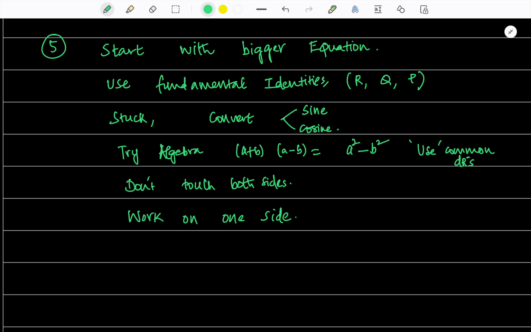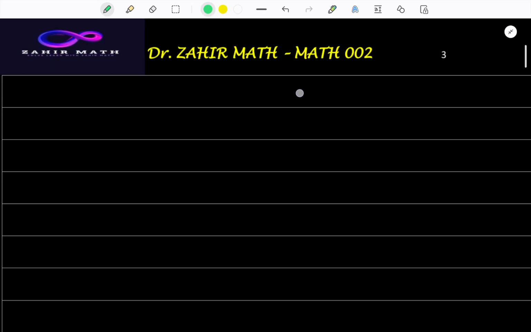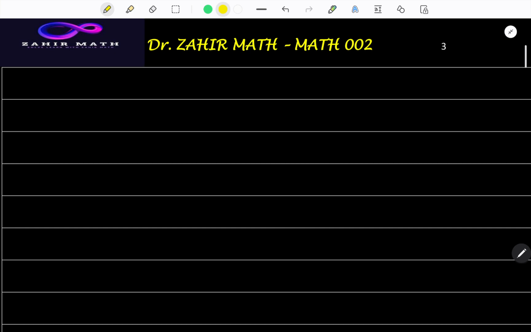So it means what? Don't touch both sides. It's okay, right? So all these points you just keep in your mind. If you keep all these points in your mind, then proving trigonometric identities is so easy, right? Let's start the question. Right, so the first question is classwork example 1.